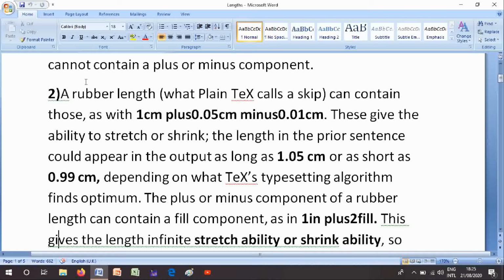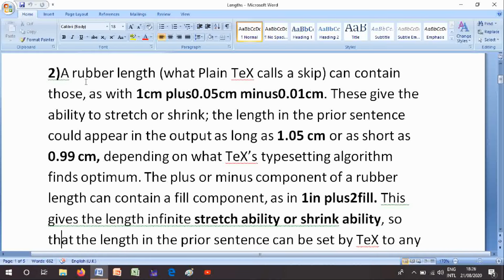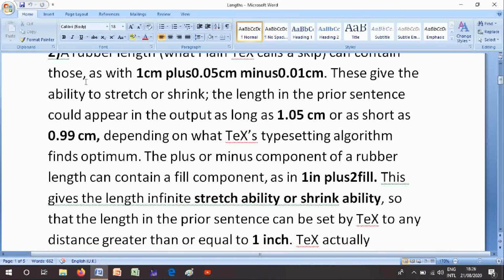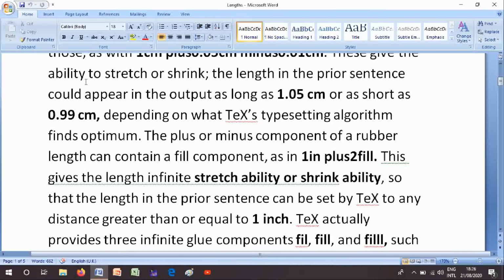Depending on text type setting, the algorithm finds the optimum. The plus or minus component of a rubber length can contain a fill component, as in 1 inch plus 2 fill. This gives the length infinite stretchability or shrinkability, so that the length in the prior sentence can be set by TeX to any distance greater than or equal to 1 inch.